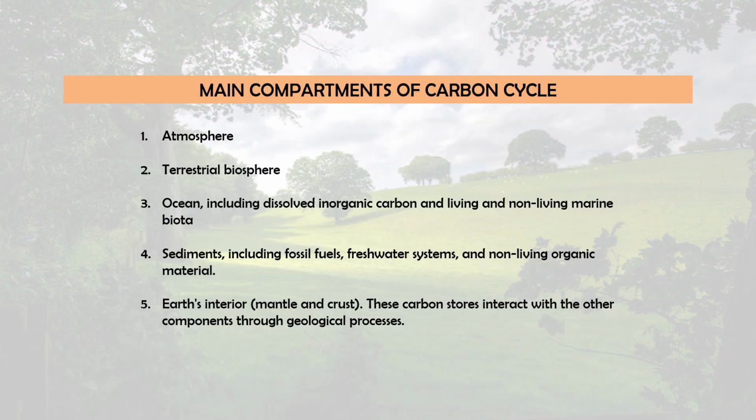And there are also some main compartments of the carbon cycle. First one is the atmosphere. Second is the terrestrial biosphere. Third is the ocean, where we include dissolved inorganic carbon and living and non-living marine biota. Then sediments, including fossil fuels, freshwater systems, and non-living organic material, and the Earth's interior, like the mantle and crust. These are carbon stores which interact with other components through geological processes.